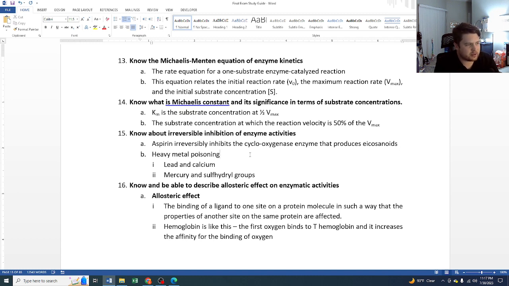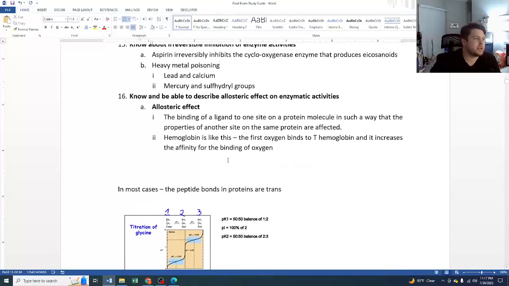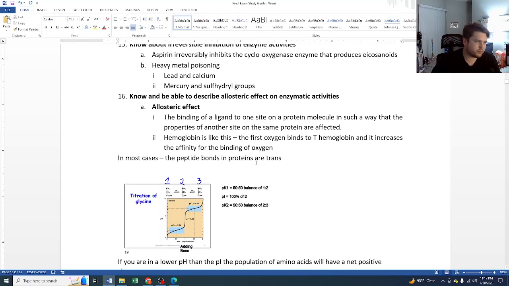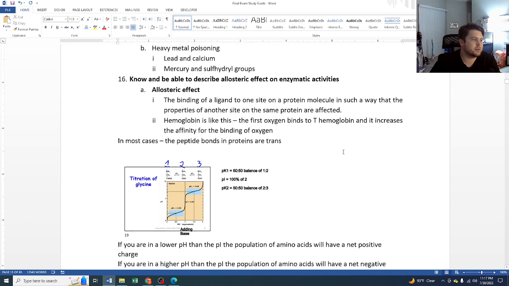Be able to describe the allosteric effect on enzymatic activities. The allosteric effect is the binding of a ligand to one site on a protein molecule in such a way that the properties of another site on the same protein are affected. Hemoglobin is like this. If the first oxygen binds to the hemoglobin, to the T hemoglobin specifically, it's going to increase the affinity for the binding of oxygen in the other parts. So with an allosteric effect, it binds on one part of the protein, and another part of the protein is affected, and there's a response as a result of that.